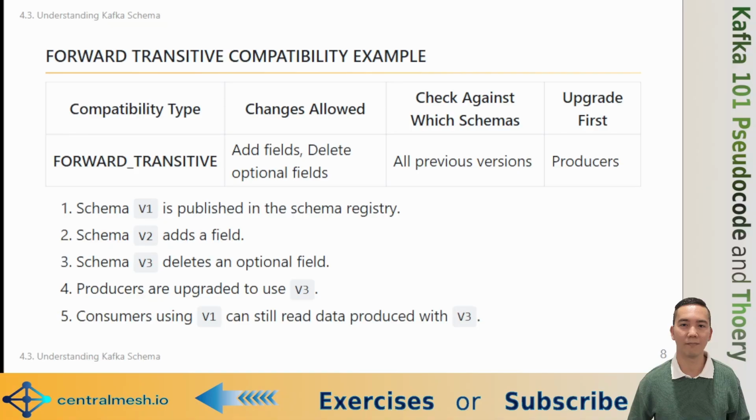Next up, we have forward transitive compatibility. According to the table, this type also allows adding fields or deleting optional fields, but it checks against all previous versions of the schema. This ensures that even consumers using older schema versions can still read the data from the latest version. With forward transitive compatibility, things get a bit more flexible. If schema V1 is used by the producer and schema V2 and V3 are subsequently published, the consumers using V1 can still read the data from schema V3. That's the beauty of forward transitive compatibility.